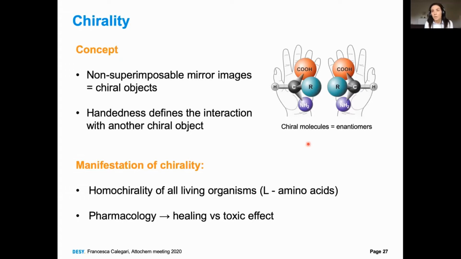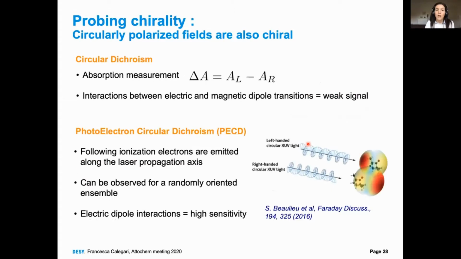And in pharmacology, for instance, a molecule which is used to heal a disease can have an enantiomer which has a toxic effect. So it could turn out to be actually lethal. So if the pharmacy is not selecting properly the enantiomer, then it could obtain exactly the opposite effect. So this is actually very, very important.